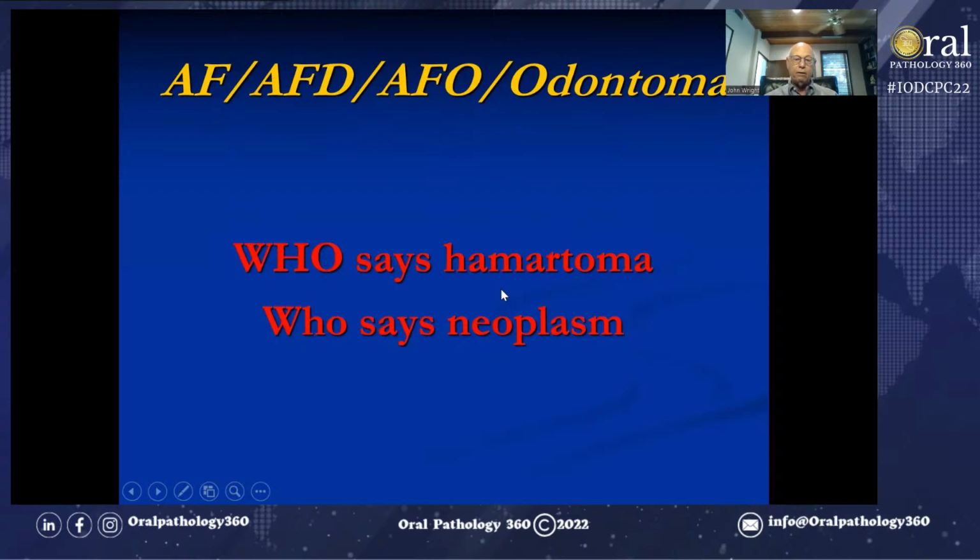I was part of that debate. Merva actually came up with this really clever introduction for us. The WHO says hamartoma because we said it was odontoma, but who in the audience says neoplasm? And I can tell you that at least in the United States, oral pathology is one of the most highly respected professions we have. Everybody in the country follows oral pathology.